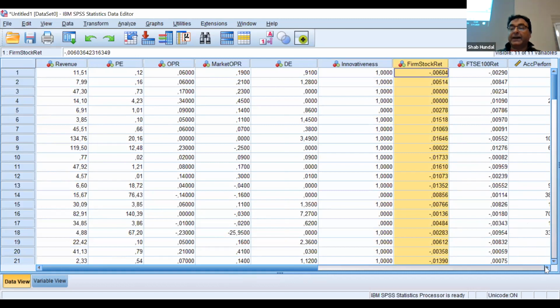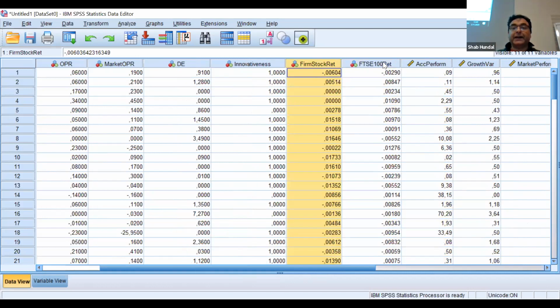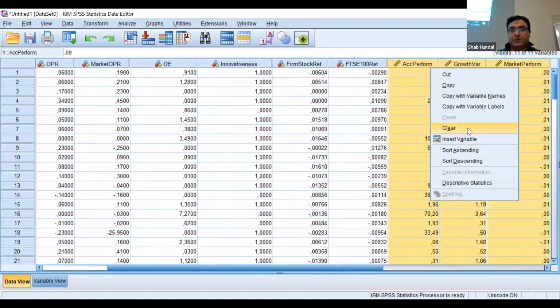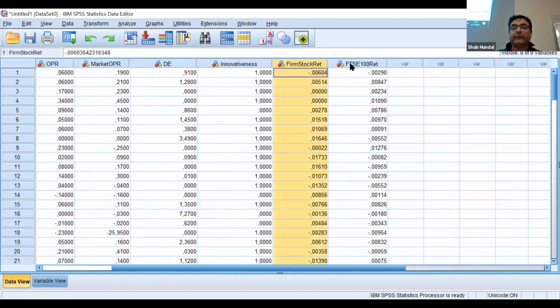And then we have the index stock return. These are the extra variables. I delete them, but I'll come back to them afterwards. And this is the company stock return, and this is the index stock return. Because all these companies are from United Kingdom, they are listed in the London Stock Exchange. Therefore, I took the market index as FTSE 100 return, because all the companies which I have chosen here are in the top league. So I thought that maybe I should pick up the FTSE 100 index.